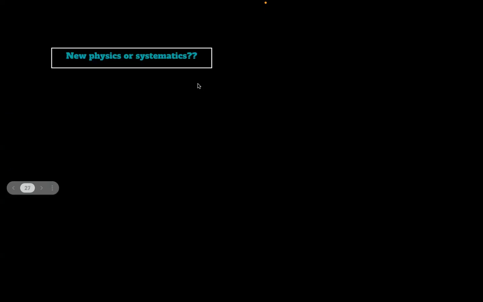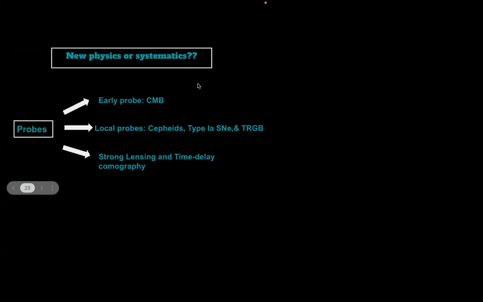So then the cosmological community is asking: is this new physics or systematics? Systematics means, are we making any mistakes in our estimate of the local universe probe or the early universe probe? So to test this, there are these three different probes. This is the early probe from CMB, the local probes with type 1a supernovae, and then there is another probe from strong lensing and time delay cosmography. So strong lensing and time delay cosmography doesn't depend on the early probe or the local probe. So this is an independent probe.